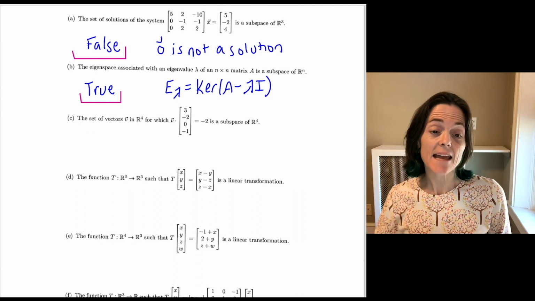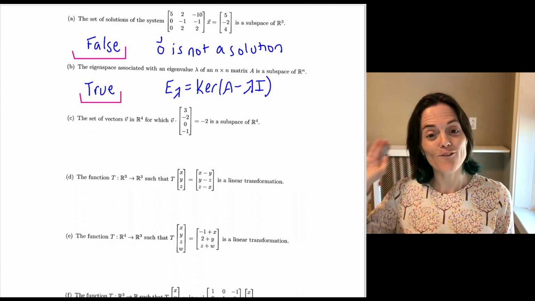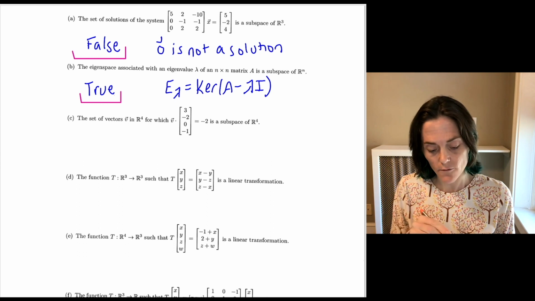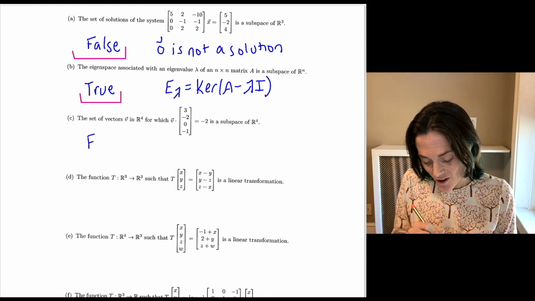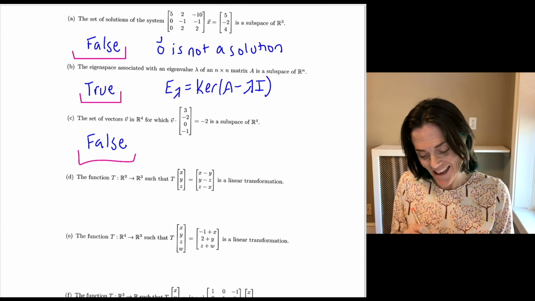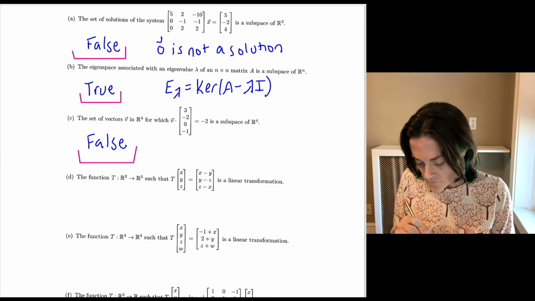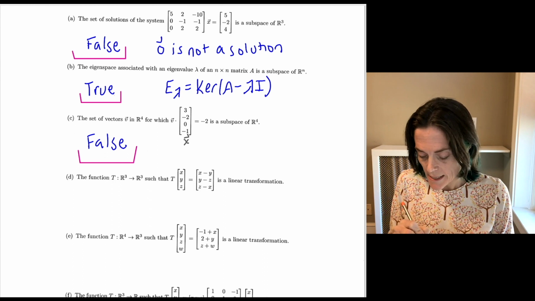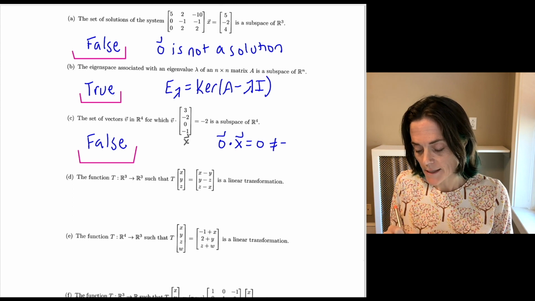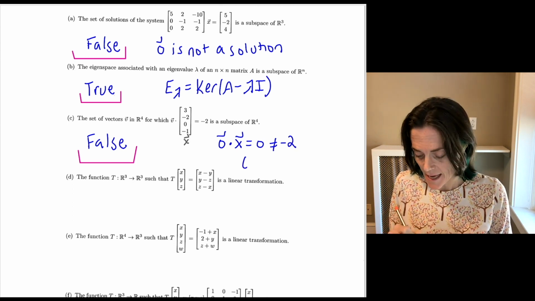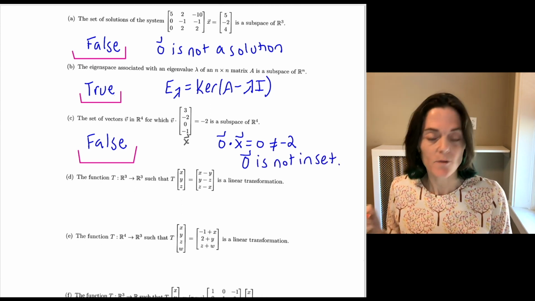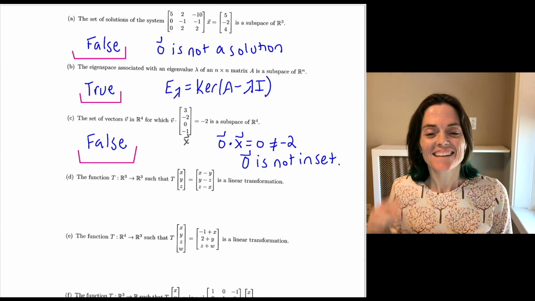Letter C, the set of vectors V in R4 such that V dotted with this vector is -2 is a subspace of R4. Well, this is false, really for a similar reason as letter A is false. So maybe let me call this vector X. Then you notice that 0 dotted with X is 0, which is not equal to -2, and so 0 is not in this set. This would be a reason why C is false.